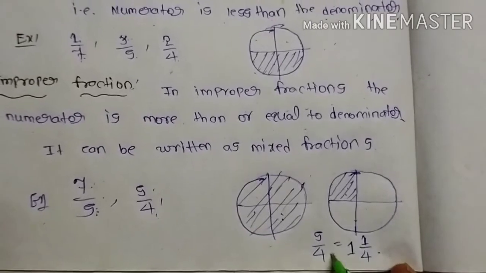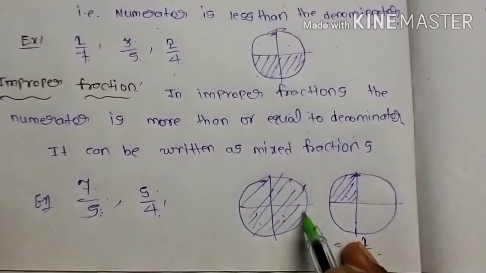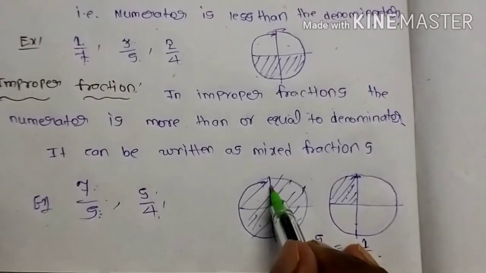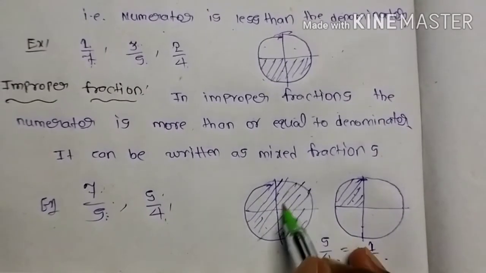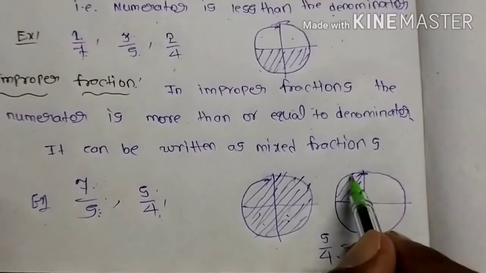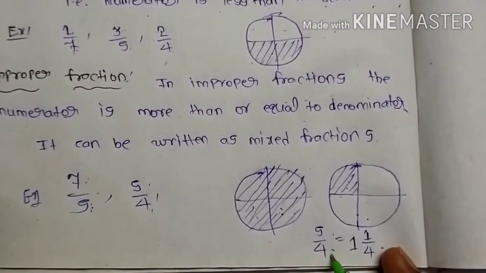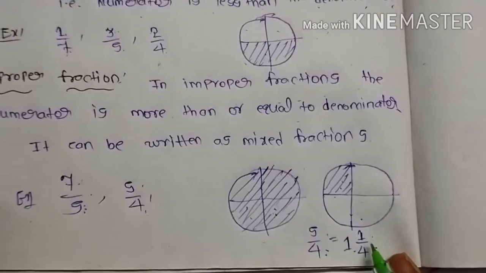See, 5 by 4 you can represent here. You can cut the total into 4 parts. In that 4 parts, one will be shaded directly. That means we have already taken one, and we need one more. So I have taken one more part here also. So this can be written as 5 by 4 is equal to 1 1 by 4.